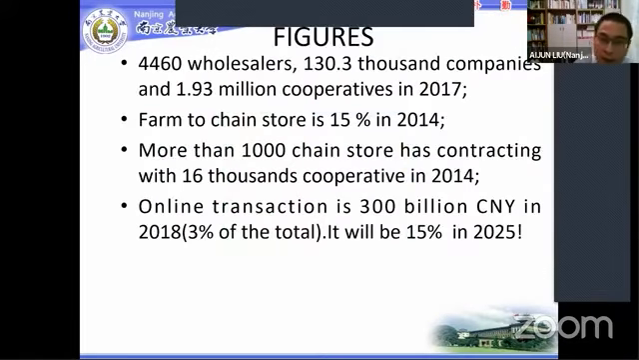some figures. So in China, we have a lot of companies. And here, I just like to show you that these players play a very important role in the market, right? And the farm to chain stock is 50 in 2040. This means contract farming is very important in the market, right? And cooperatives are now dominant in our market. And the e-market in the future will be very emerging. According to the government policy, in 2025, 50% of the transactions of agricultural products will be online.